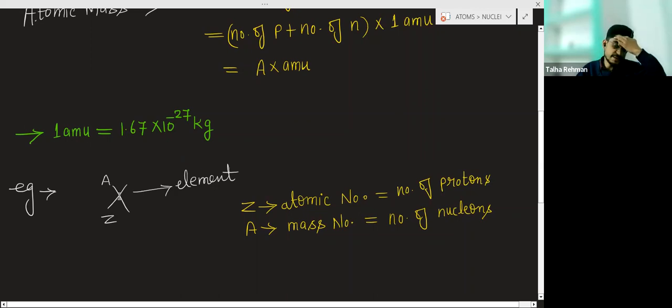And if this is the element X, and it is written like this, here is Z, here is A. So this Z will represent the atomic number and A will represent the mass number. And I told you what atomic number is. Atomic number is equal to the number of protons, and mass number is the number of nucleons.